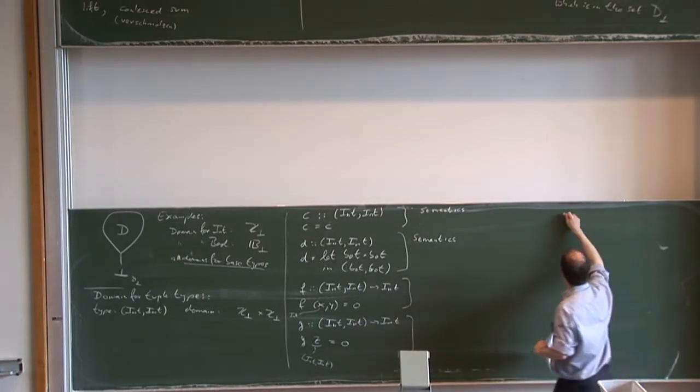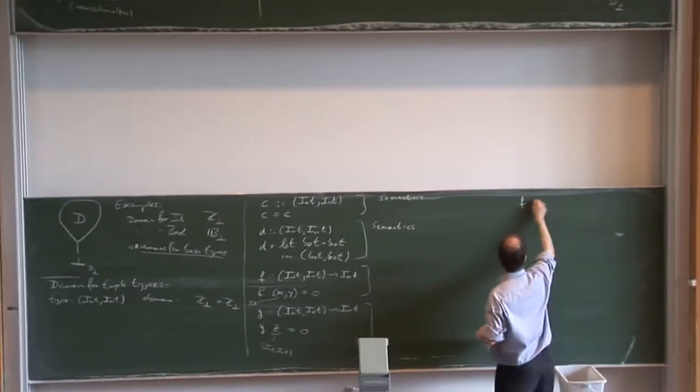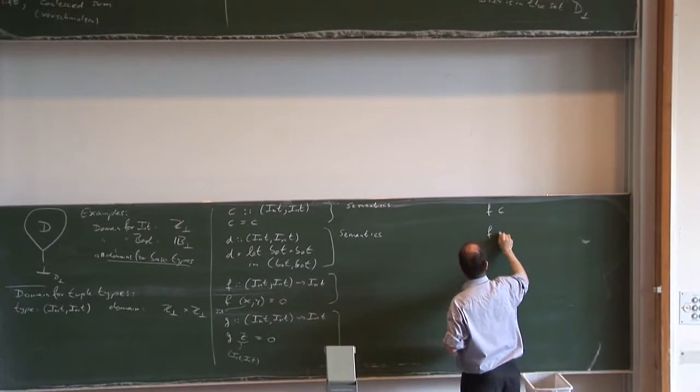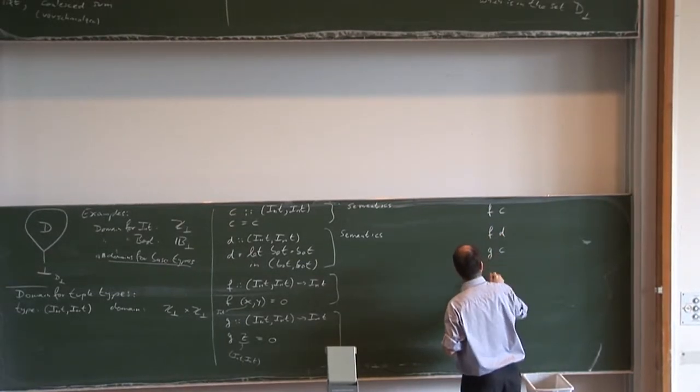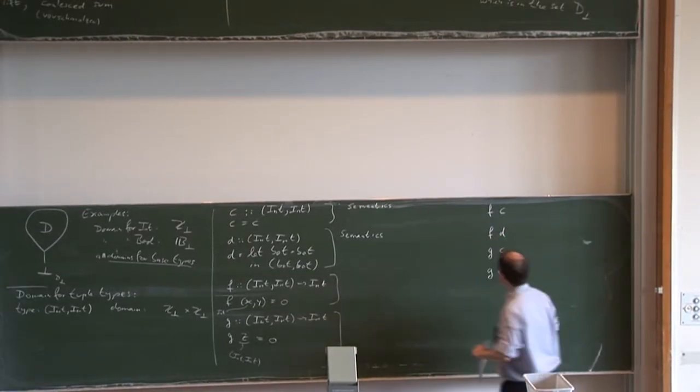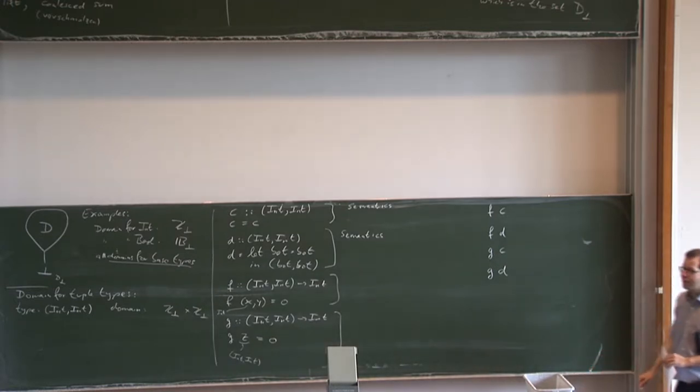Now, okay, all this stuff you can define in Haskell. What happens if you want to evaluate f of C? What happens if you want to evaluate f of D? What happens if you want to evaluate g of C? And what happens if you want to evaluate g of D? So, any suggestions?